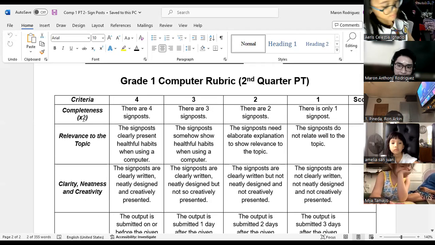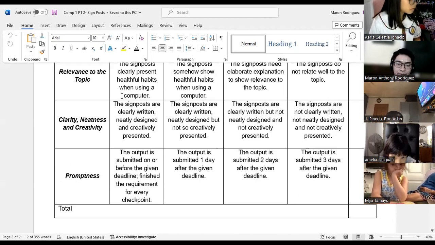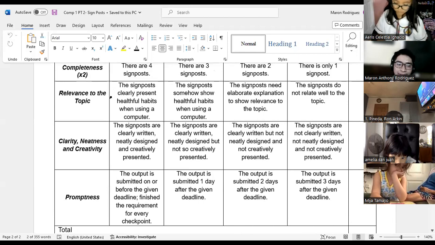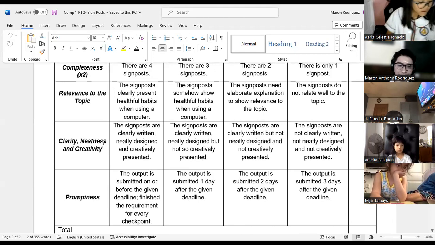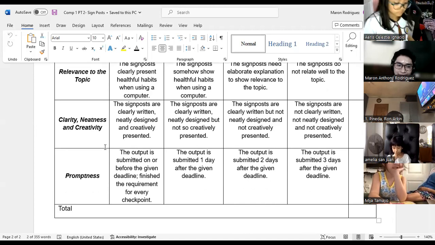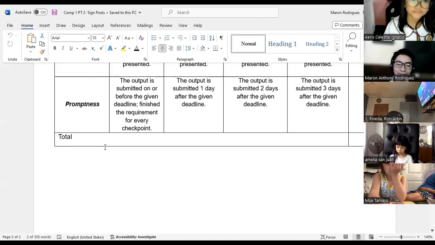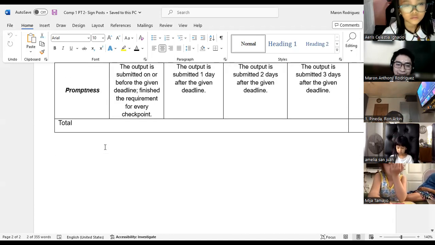You will be graded according to these rubrics. First is completeness. There should be 4 signposts. Second, relevance to the topic. What you write should be related to our topic. Clarity, neatness, and creativity. Our output should be clean and creative. And lastly, promptness. You should submit your PT on or before the given deadline. Okay?